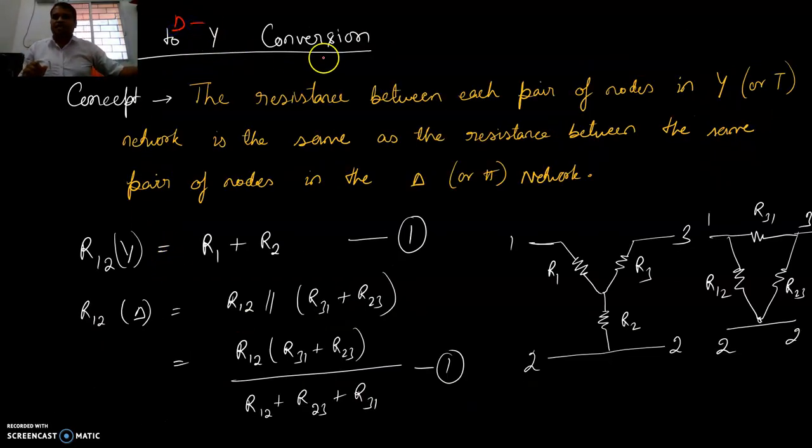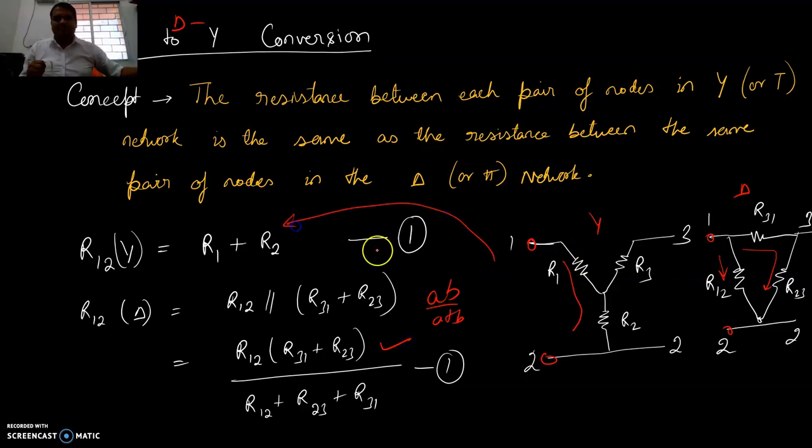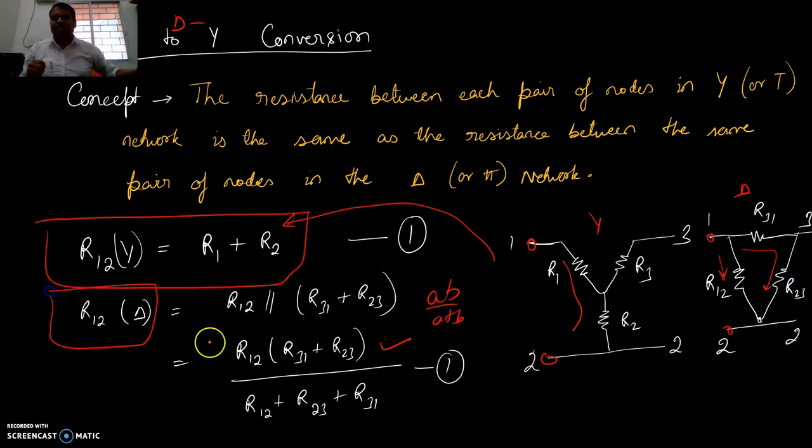Suppose we are finding the delta to star conversion. Whatever the circuit network, star or delta, the resistance between 1 and 2 in both cases must be the same. In delta, there are two branches: these two are in series and that combination is in parallel with R12. For parallel, you can say AB by A plus B, so just add these two and multiply with R12. That is what we obtain. And in star, we just have the sum of these two, R1 plus R2. So finally we get two resistors.